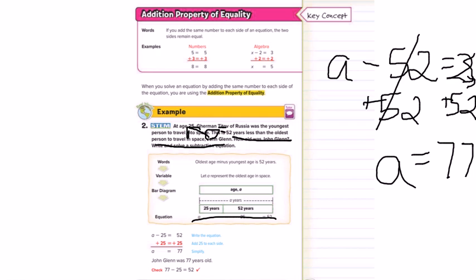Again, I can go back and check my solution and ask myself, does 77 minus 52 equal 25? And if I do that, it will.